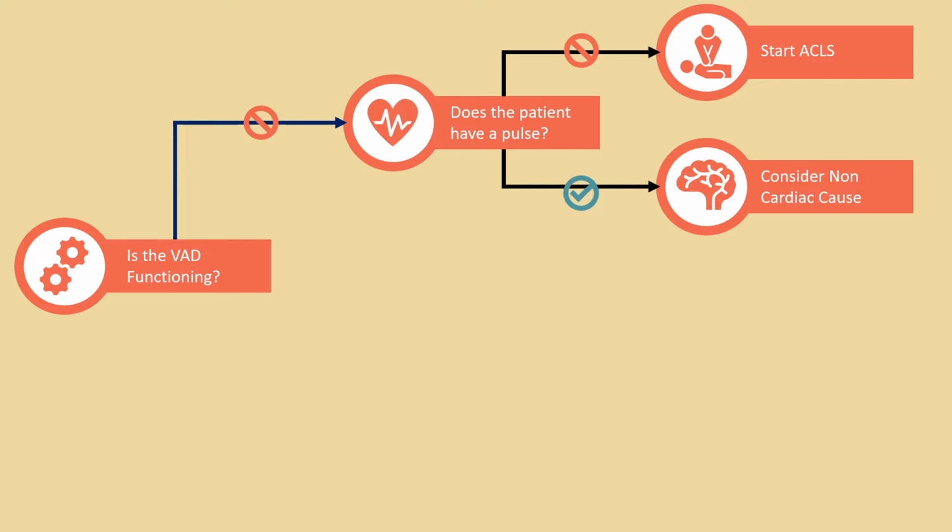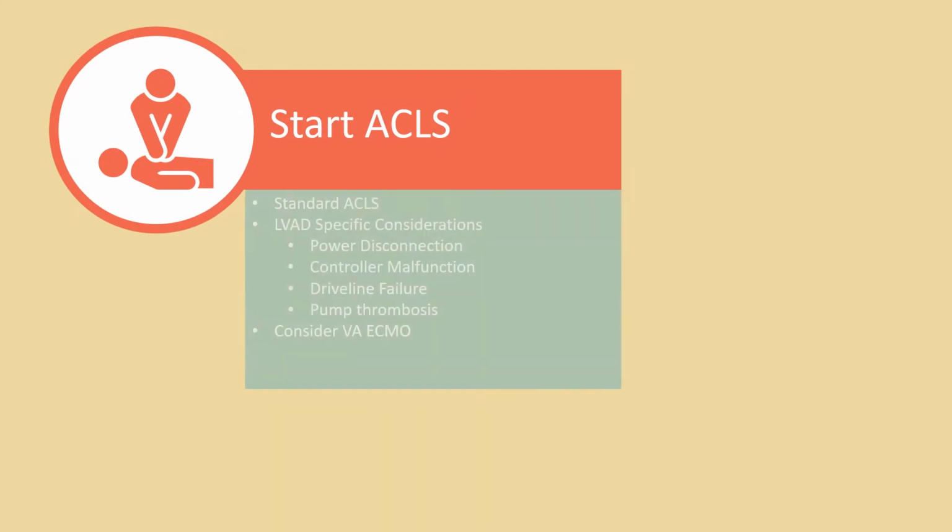And we'll take a closer look at that. We've sort of lumped this as normal ACLS, but you go through your H's and T's and V's, so your VAD specific considerations. And in this part you really want to assess a basic overview of the VAD. Has the power become disconnected? Are the batteries out? Is there a controller malfunction? If a family member is there, you may be able to have them help you switch in a new controller. They should all have a backup controller with them, and hopefully that's been brought in.